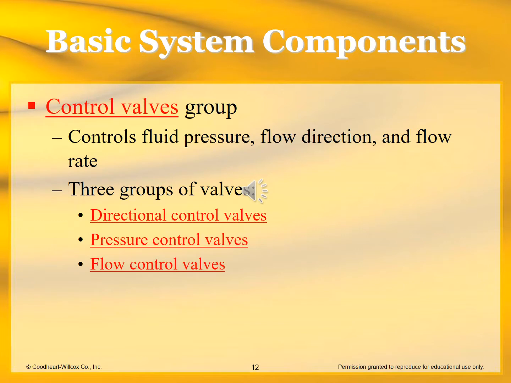Control valves. These are the things that control the fluid pressure, flow direction, and flow rate. You've got the directional control valves, pressure control valves, and flow control valves. So where the flow goes, how much pressure it has, and also how much flow goes that way. And we're going to do a lab, and you'll see what we're talking about with this.